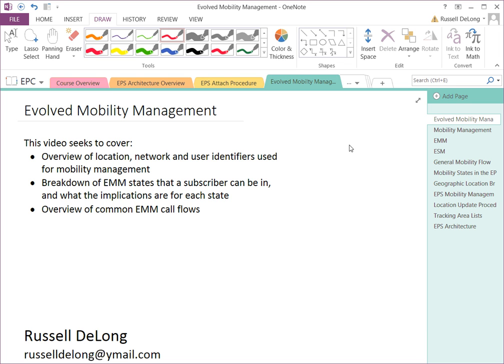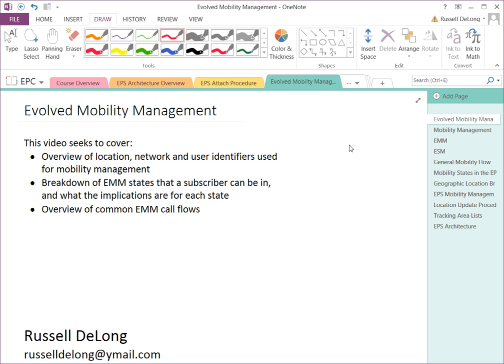As you'll see in this video, a user's state, whether they are active, whether they are connected, whether they have a session, can be pretty ambiguous terms when it comes to the Evolved Packet System. So this video is really an attempt to clarify some of the more important theory behind mobility management and how it is distinct from, yet still related to, session management.